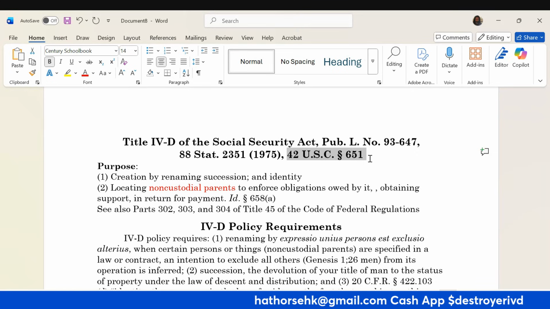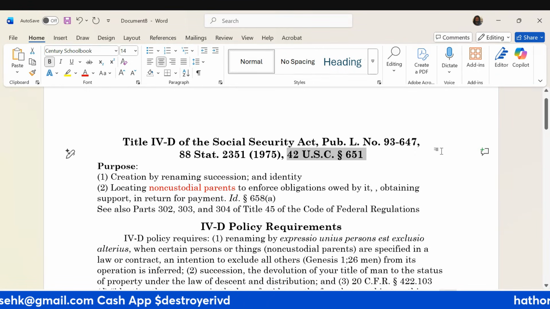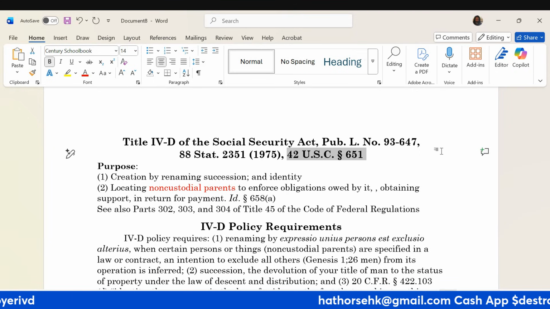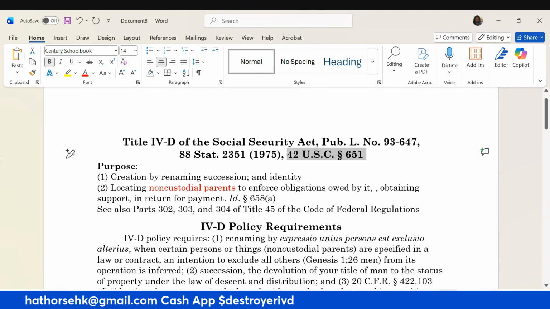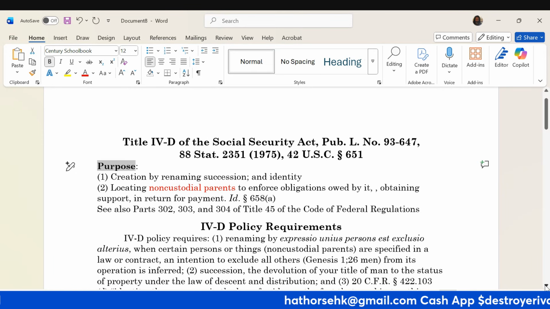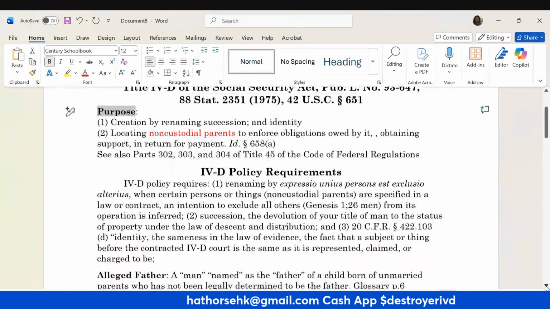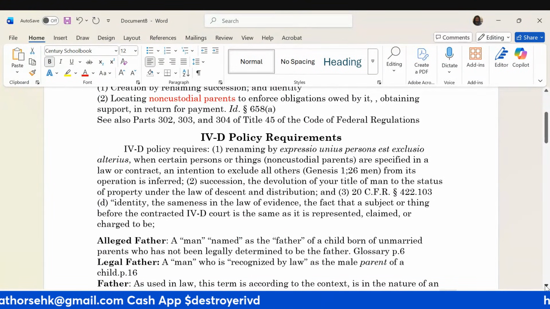The 4D agency is a federal and state partnership. A partnership is an association of two or more persons as co-owners of a business for profit. That's all Title 4D is. It is a private business for profit. Now, this being the purpose of Title 4D, we're going to prove it by their own information. Now check this out. These are the 4D policy requirements.